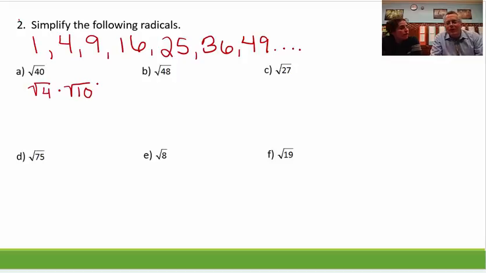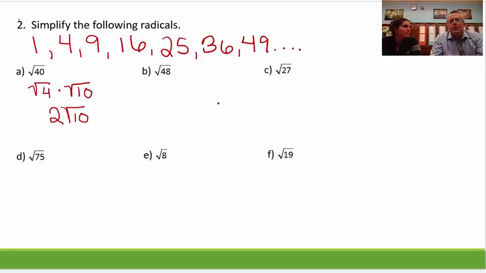Now, Ms. MacArthur, why is that useful? That is useful because 4 is a perfect square. And when we take the square root of 4, we get a whole number answer, which is 2. So it is no longer underneath the square root sign. It's free. But the 10 is not a perfect square, so it has to stay locked up inside the square root. So we did it. That's our strategy. We're breaking it up into a part we can take a square root of and a part we can't.